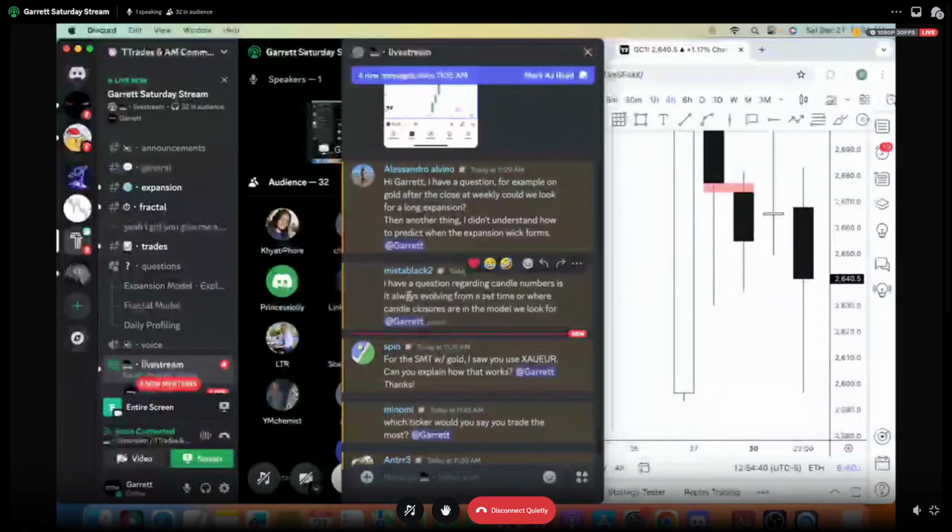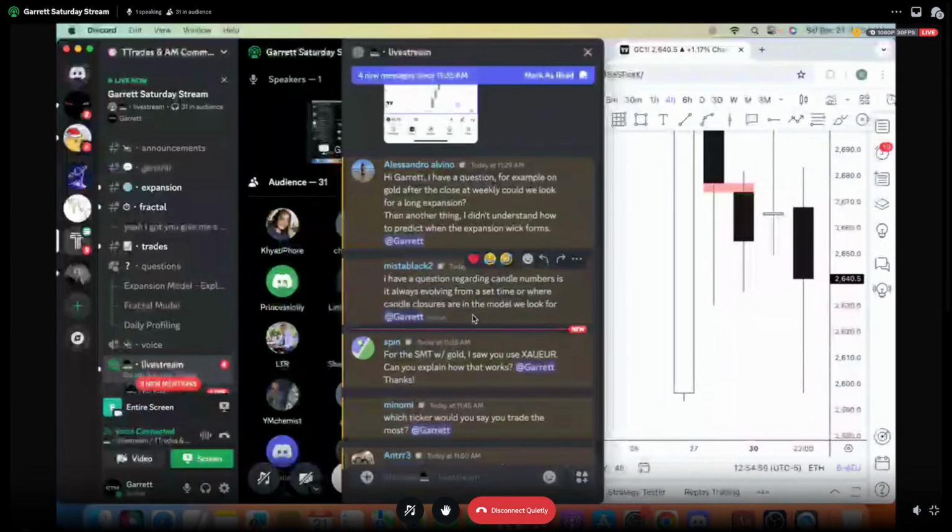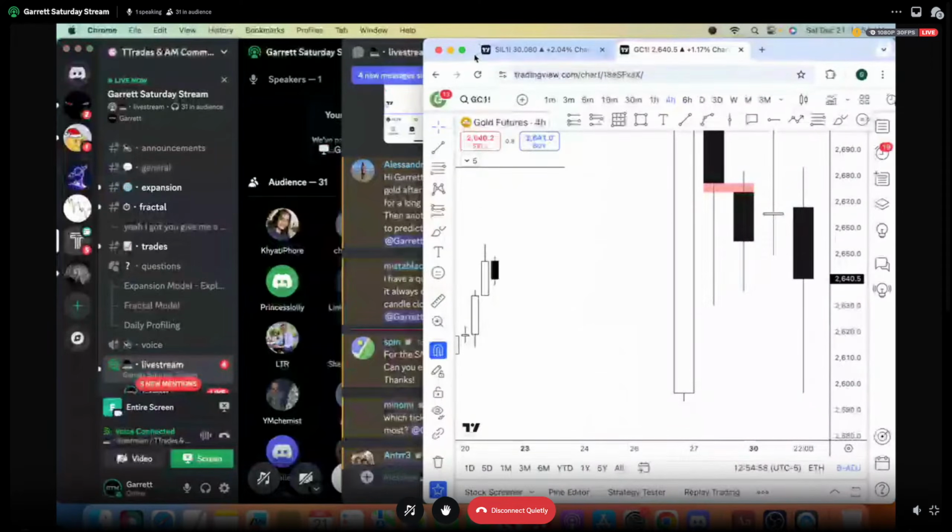I have a question regarding candle numbers. Is it always revolving from a set time, or where closures are in the model? So yeah, I think I know what you're asking.